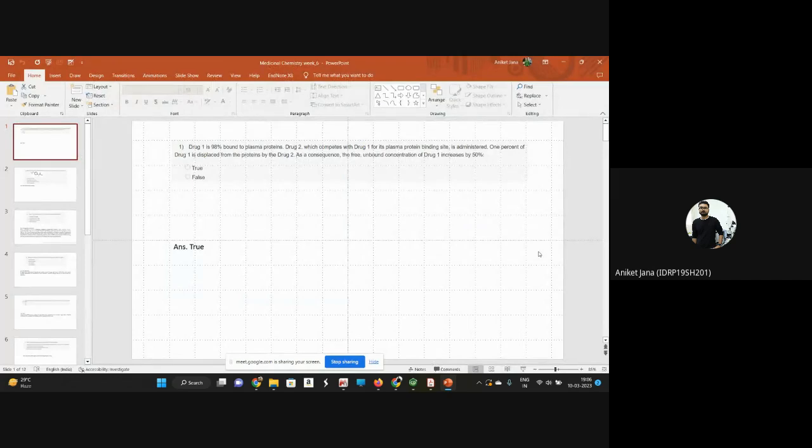Okay, let's discuss today's first question. A statement is given here. We have to say whether it is true or false. Drug 1 is 98% bound to a plasma protein. Drug 2, which competes with drug 1 for its plasma protein binding site, is administered. 1% of drug 1 is displaced from the proteins by drug 2. As a consequence, the free unbound concentration of drug 1 increases by 50%. So is this true or false?